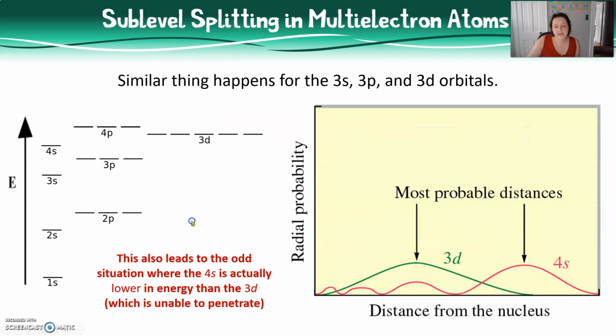Penetration can also explain why the 4s orbital is lower in energy than the 3d. Even though the 4s electrons are normally located much further from the nucleus than the 3d electrons, the 4s electrons can penetrate all the way into the region of the first energy level, significantly reducing the shielding effect and increasing the effective nuclear charge. So the 4s ends up lower in energy than the 3d orbitals because the 3ds do not have this ability to penetrate.